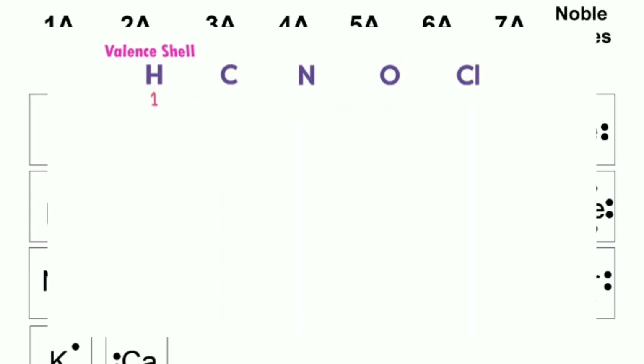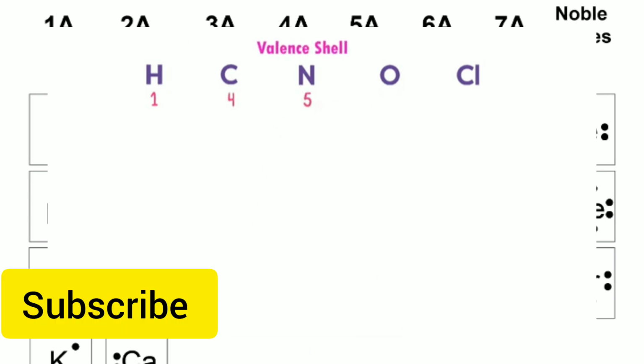There is only one electron present in the hydrogen atom. There are 4 electrons present in the carbon atom. There are 5 electrons present in the nitrogen atom. There are 6 electrons present in the oxygen atom. There are 7 electrons present in the chlorine atom.